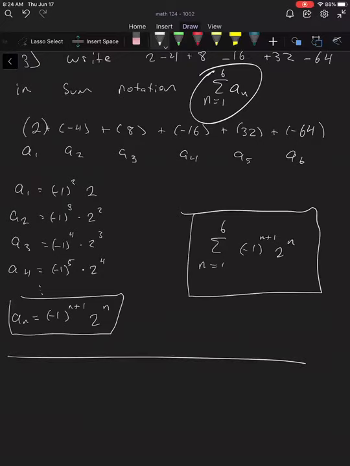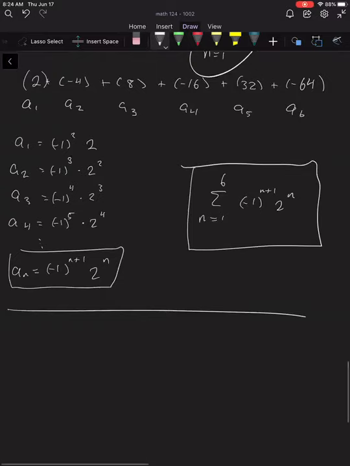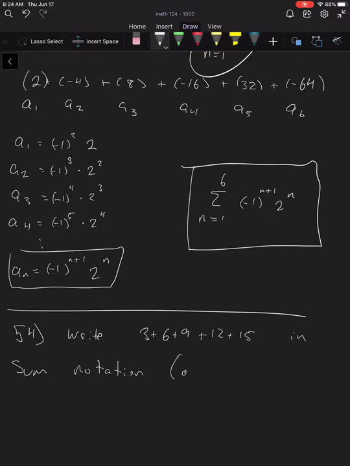All right, how about we could do 54 as well. So 54, we want to write 3 plus 6 plus 9 plus 12 plus 15 in sum notation. Or sometimes it's referred to as sigma notation. So sigma notation. These two things mean the same thing.